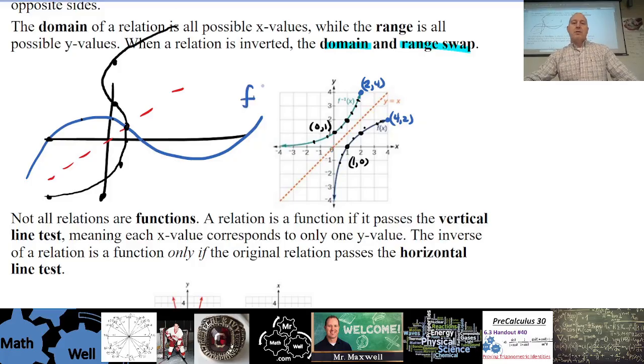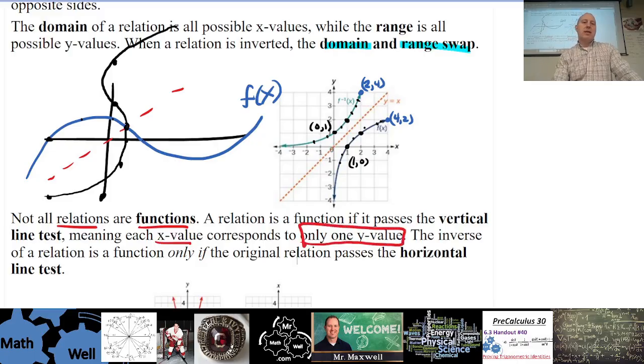The blue graph is a function. This one here, this black graph, is not a function, is it? It's not a function because it does not pass the vertical line test. So not all relations are functions. A function is a relation that passes the vertical line test, so each x value corresponds to only one y value. I mentioned that before.